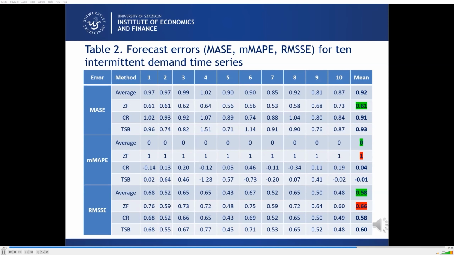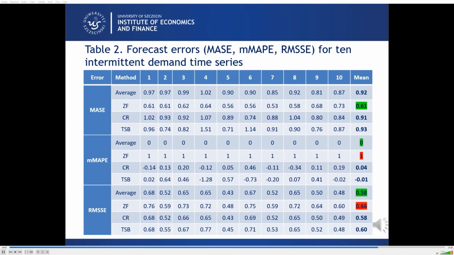In this table, the results for all 3 forecast errors are presented. To remind you, in this research, the average method is totally unbiased. It is because out-of-sample means for all 10 products were equal to in-sample means. With respect to the first error, mean absolute scaled error, 0 forecasts are the best. The results for the remaining 3 methods, TSB, Croston's and average, are worse and very similar.